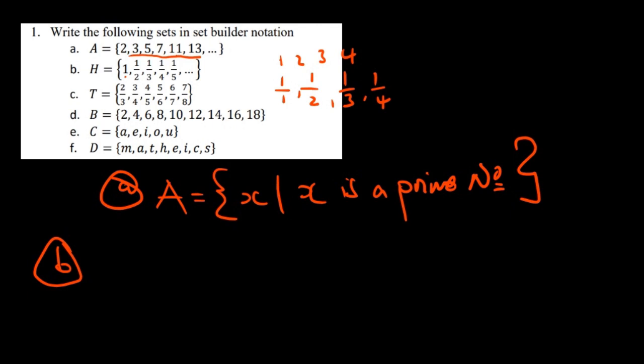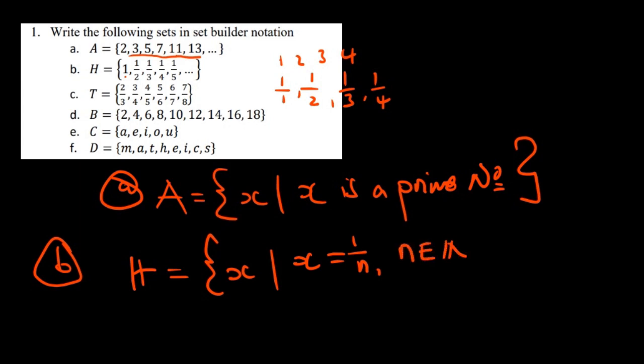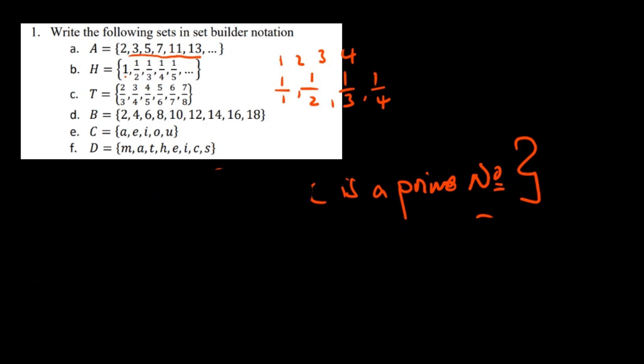So in set builder notation form, we're going to say this is set H, a set of all x's such that x is equal to 1 over n, where this n is a member of the natural numbers. So we represented that set H in set builder notation. All right, let's look at the third one there, which is C.